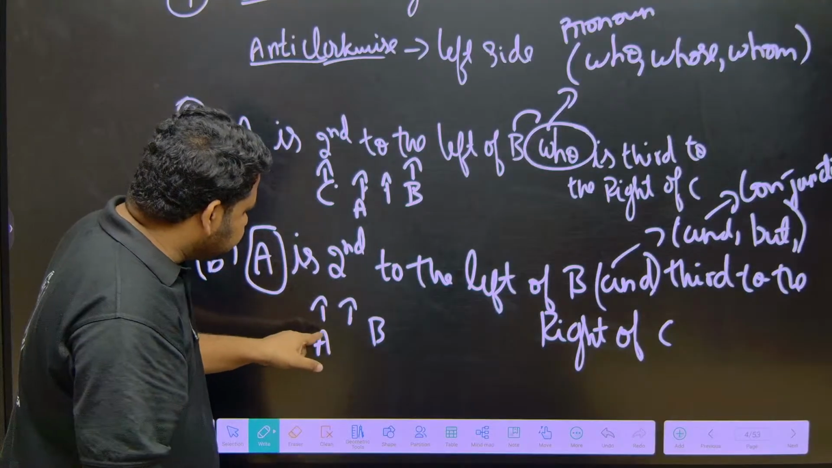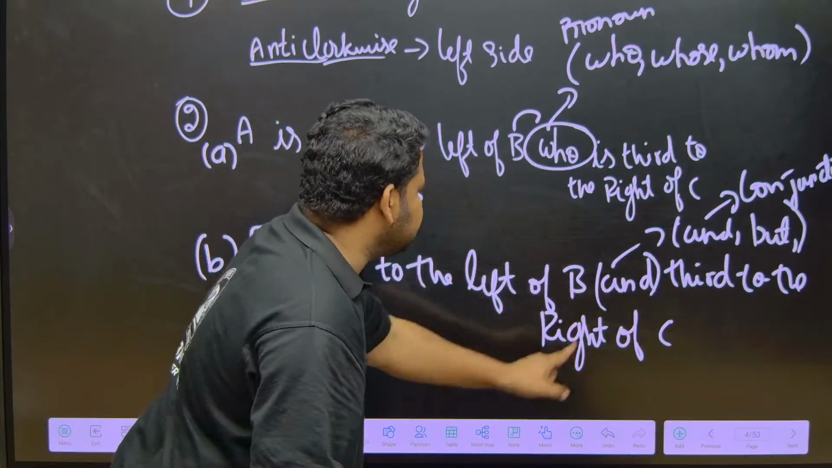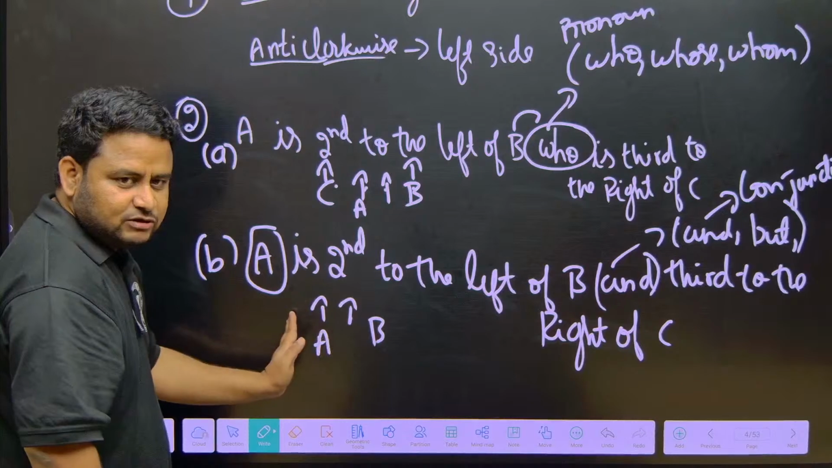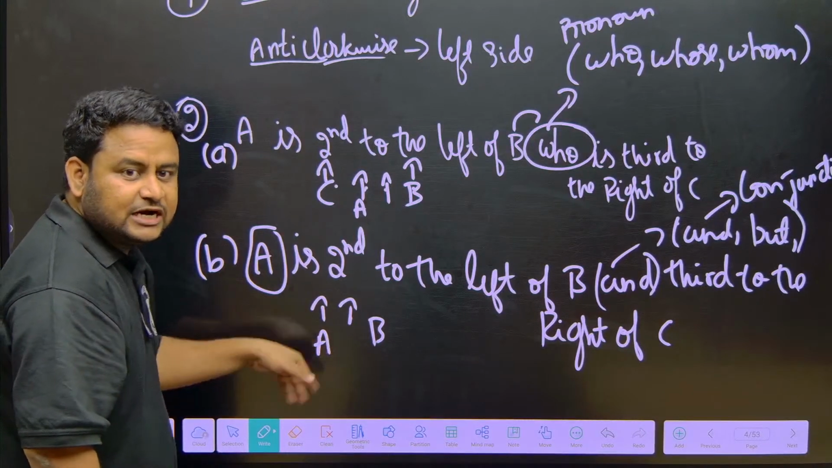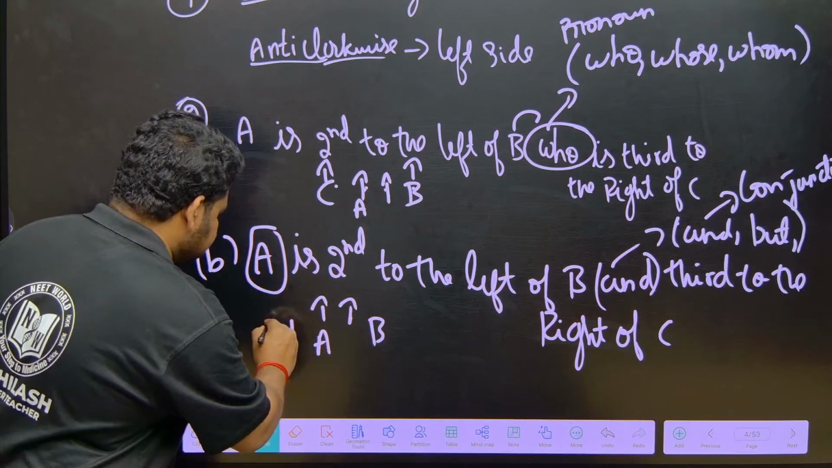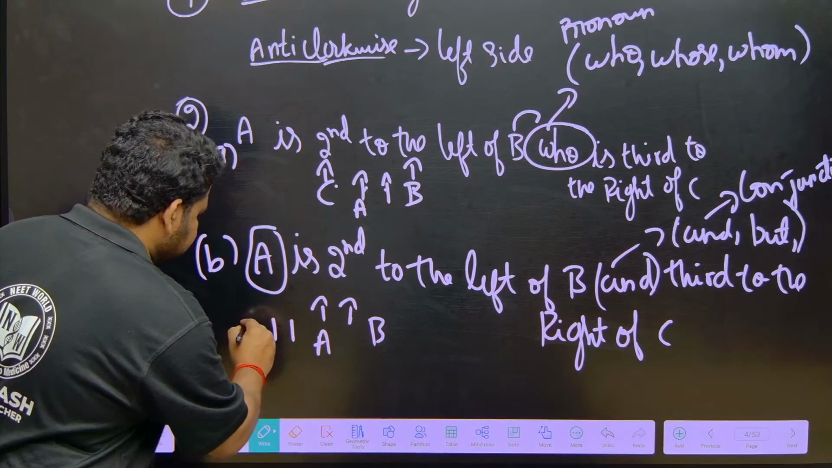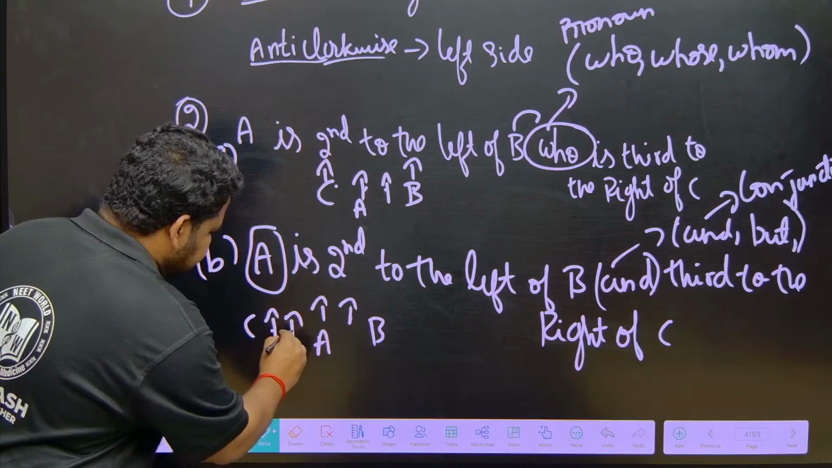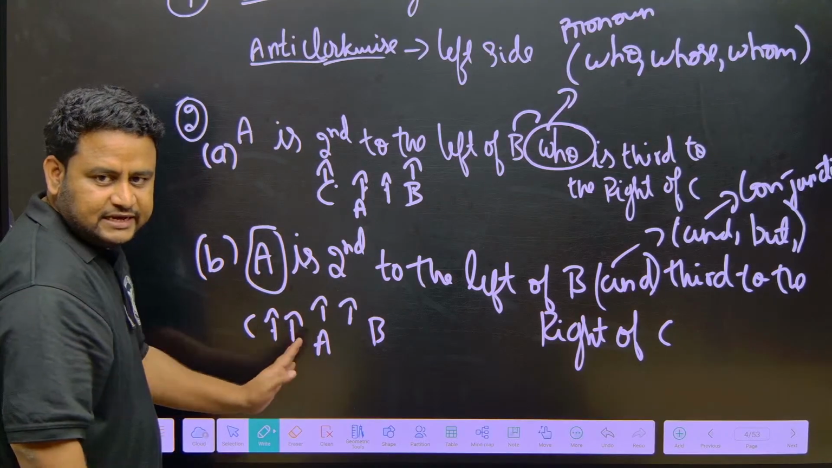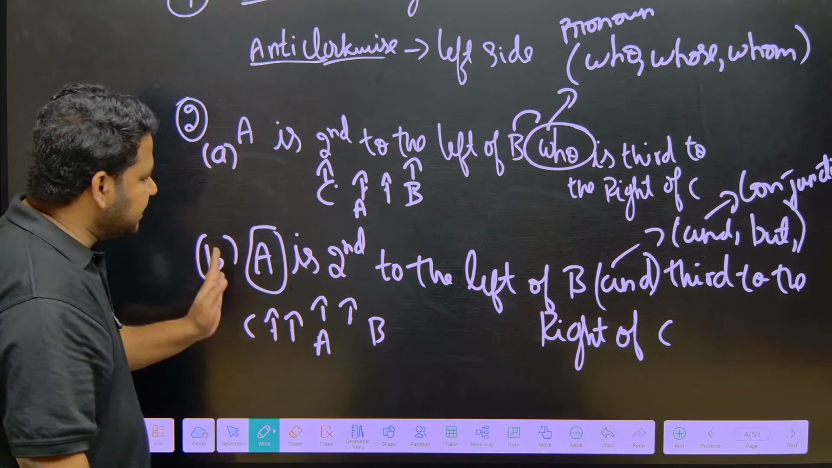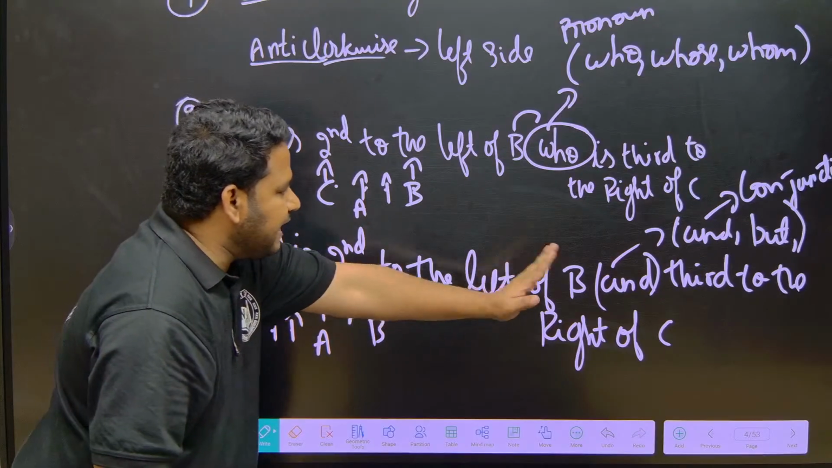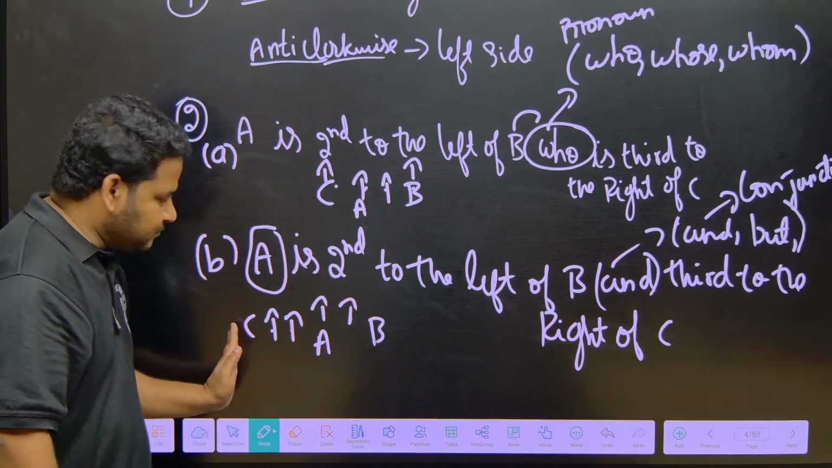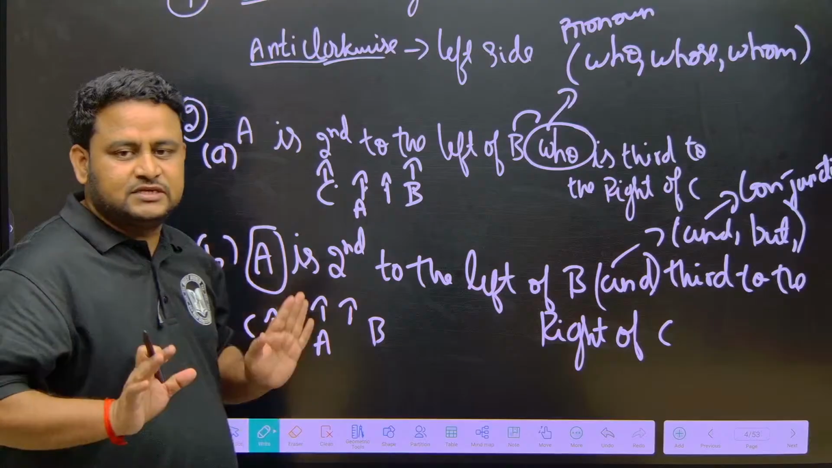Okay, so "and" is third to the right of C. A is second to the left of B and third to the right of C. This is first, this is third to the right of C, so I will write C here. This will become first right, second right, third right. Okay, A is third to the right of C. C is here, first right, second right, third right. This is how you have to understand.